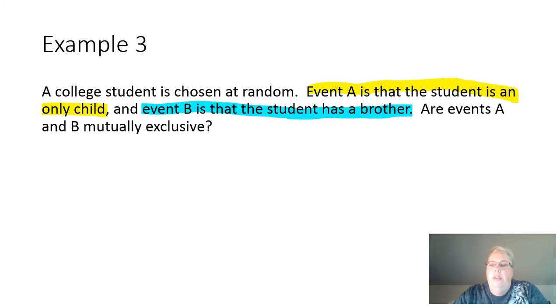Does the occurrence of one of the events make it impossible for another one to happen? Is it impossible for somebody who's an only child to have a brother? Or is it impossible for somebody who has a brother to be an only child? Well, if we ignore all the plot twists and whatnot you can find in the movies or in TV shows these days, these events actually are mutually exclusive. You cannot be an only child and at the same time have a brother. So these are mutually exclusive.